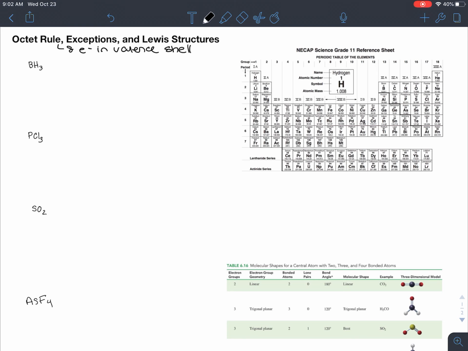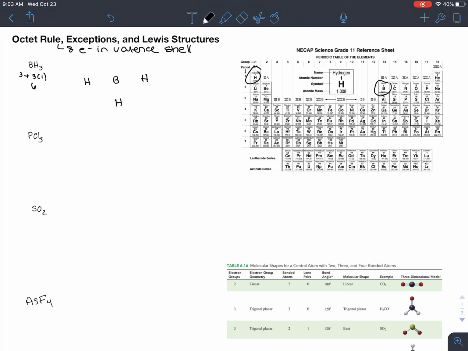So BH3. Boron is right here on the periodic table, and then we have hydrogens. So I have 3 valence electrons plus 3 times 1, since each hydrogen has 1, which gives me a total of 6. Your central atom is always the one that can make the most bonds, or where there are more of the others, they're going to surround the central. Here, boron can make 3 bonds, hydrogen can only bond once. So I'm going to place boron in the middle and my hydrogens around.